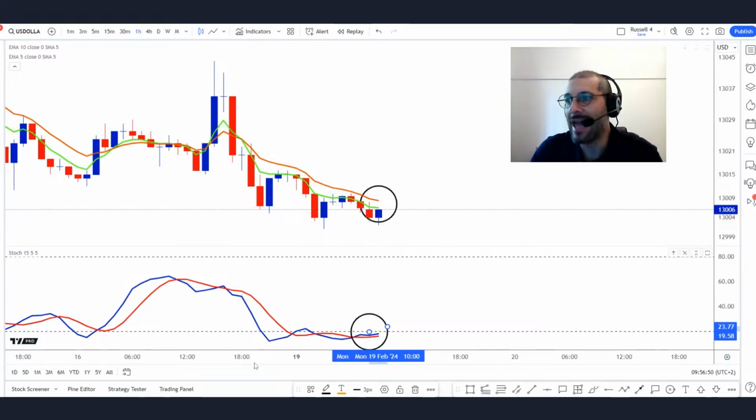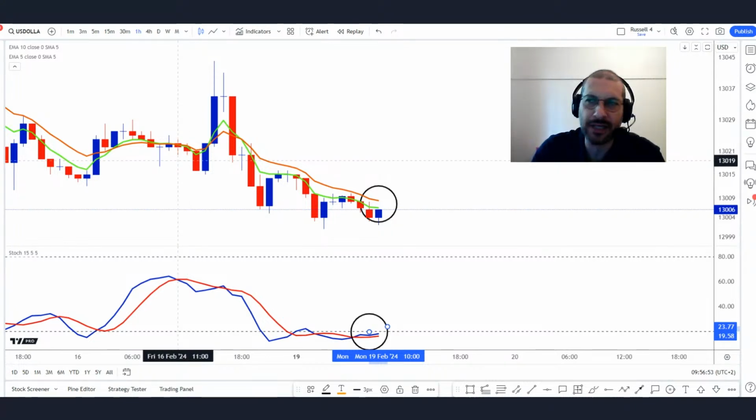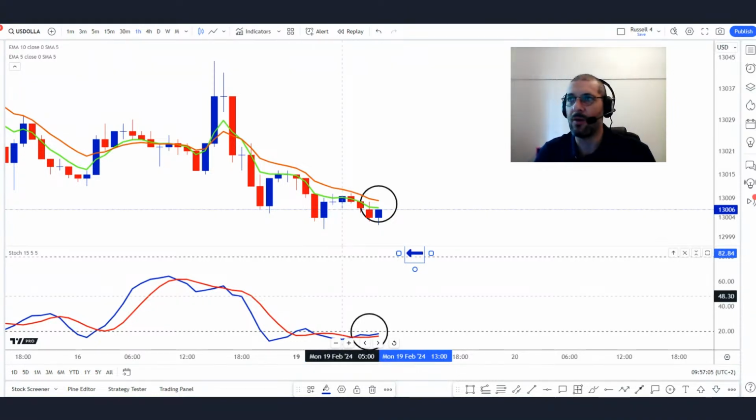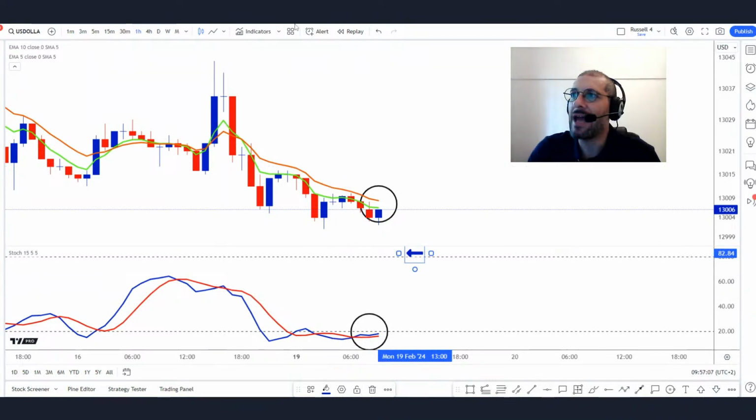Does that, of course, guarantee that we're going to get support catching? And the answer to that is no. It certainly does not guarantee that. We would need to see the stochastic move up towards that upper quintile, and then we would have the support kicking in.